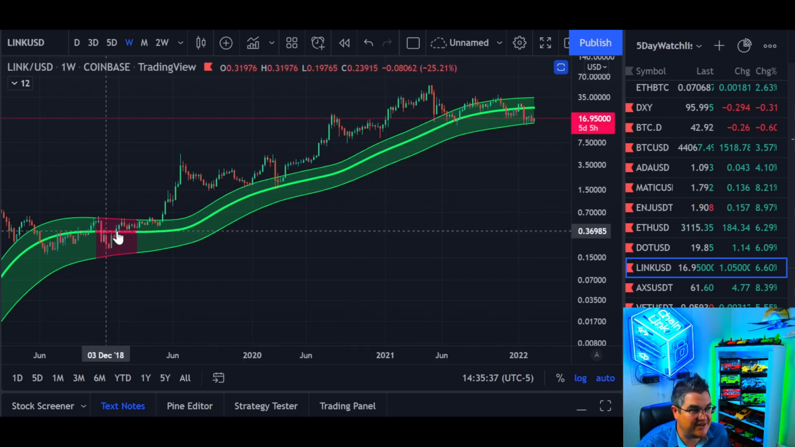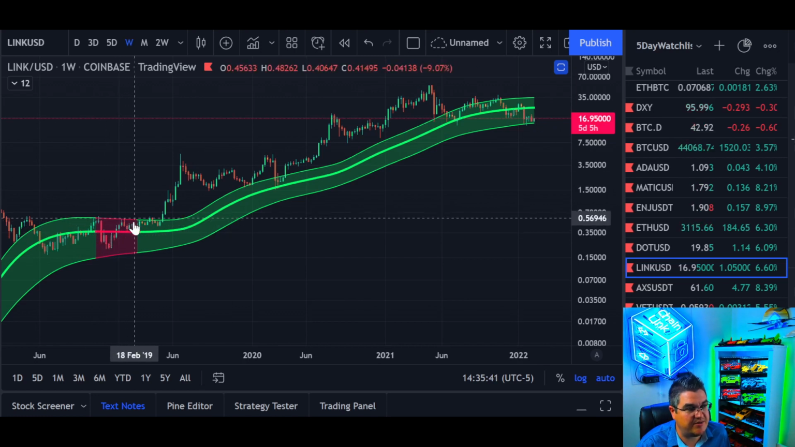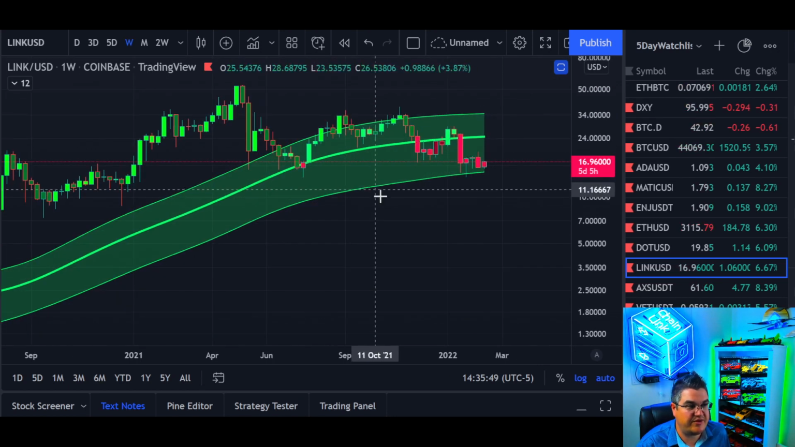But you can see that Link has been kind of unfazed by the red. We stayed in here for a couple months, but then as soon as you turn back green, if your price action starts coming up here, you could probably expect some good things. Not just Chainlink, but with all coins in general.